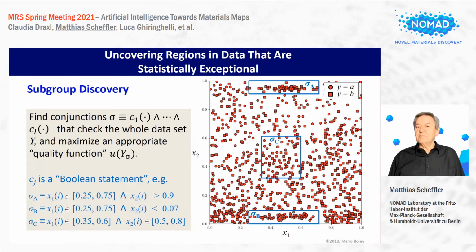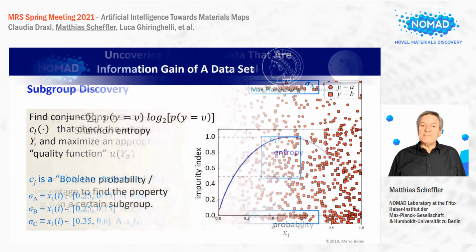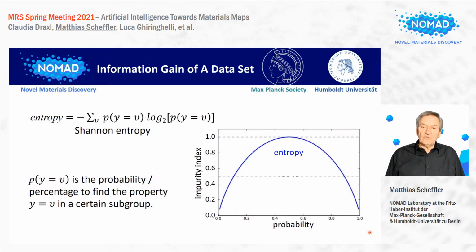Let me mention one example of a quality function, but there are many others. For example, here is the information entropy. P is a probability to find a certain value, for example, circles in the subgroup. Simply speaking, this is the percentage of circles compared to all data points in the subgroup. And this probability is multiplied with the logarithm of the same probability. When the subgroup is pure, 100% circles or 0% circles, the entropy is 0. This is what we like to achieve, as well as possible, finding a subgroup which is as pure as possible, maximize the negative entropy.